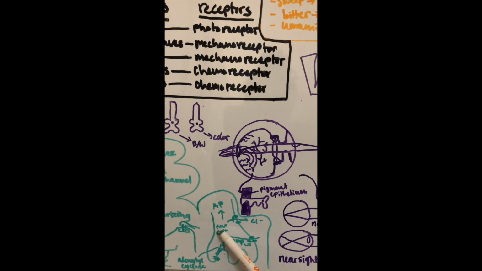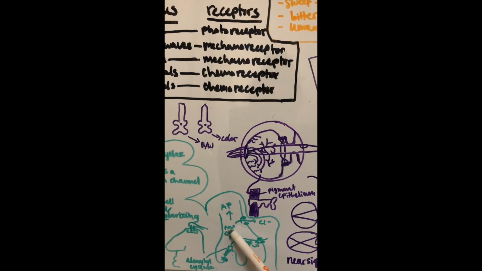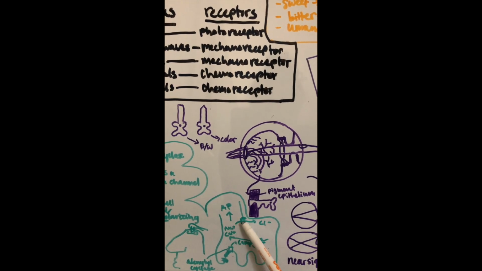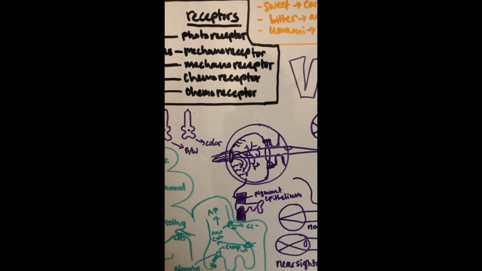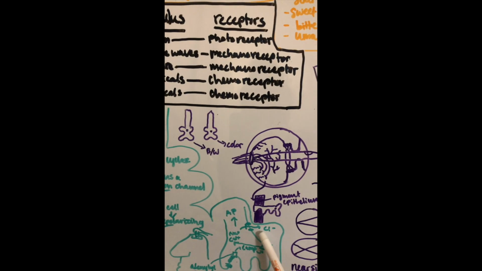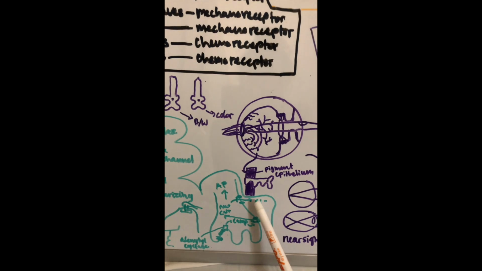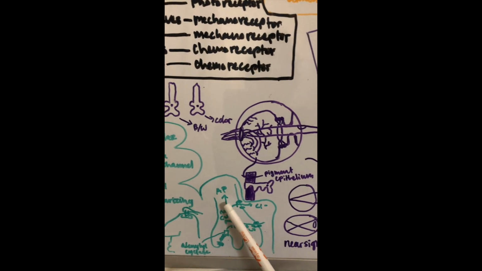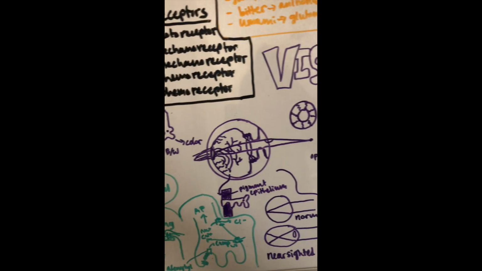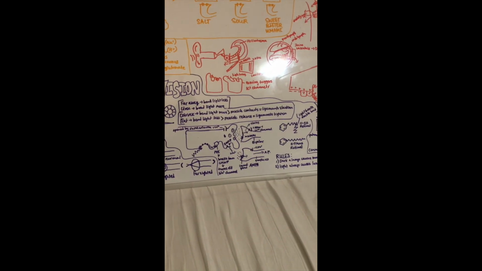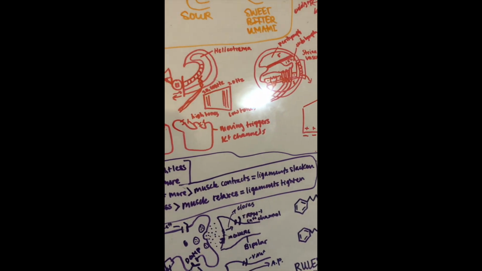And then that causes this chloride channel to close, depolarizing the cell. So then you've got another action potential. And then we've got vision, which we talked about earlier, and that's kind of a recap. We're going to jump to hearing though really quickly.